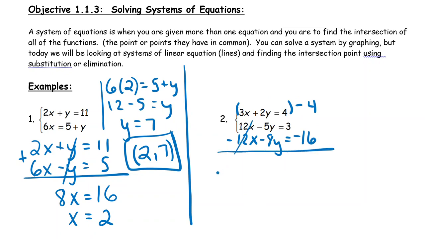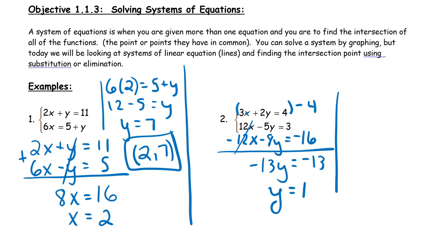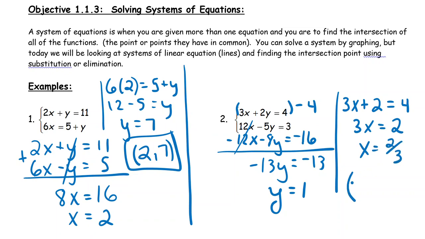Now the x's cancel out, and when I add up my y terms, I get -13y, and oh, this is convenient, another -13. So my y coordinate of my intersection point is 1. To get the x that goes with it, plug it in, doesn't matter where. I'm going to plug it into the top, so 3x plus 2 times 1 is 2 equals 4. 3x is 2, and I get an x coordinate of 2/3, giving me the ordered pair (2/3, 1).